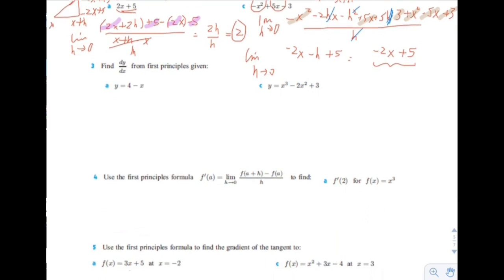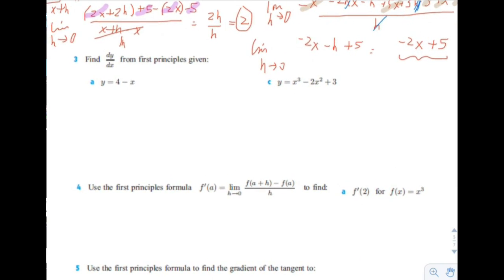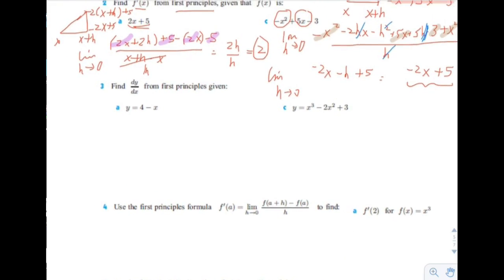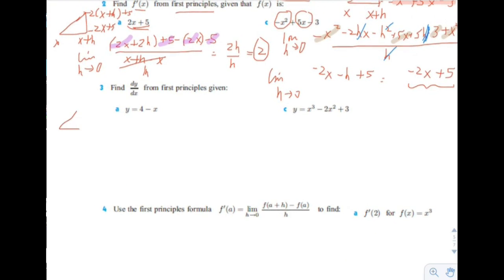Number 3. Again, we're going to use first principles. So we're going to draw a little triangle. And we're going to have x, and we're going to have x plus h. And here we're going to have 4 minus x, and here we're going to have 4 minus x plus h. And then we're going to write out our equation, limit as h approaches 0. And on the numerator, we're going to have 4 minus x minus h minus 4 minus x, divided by h, because it's x plus h minus x.